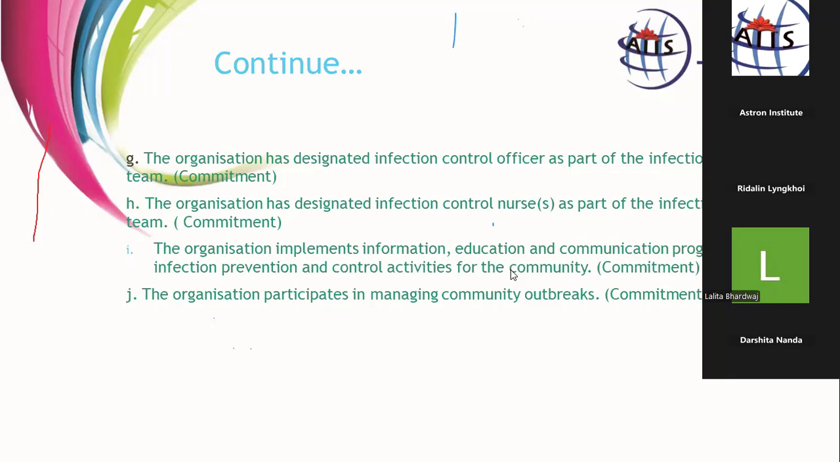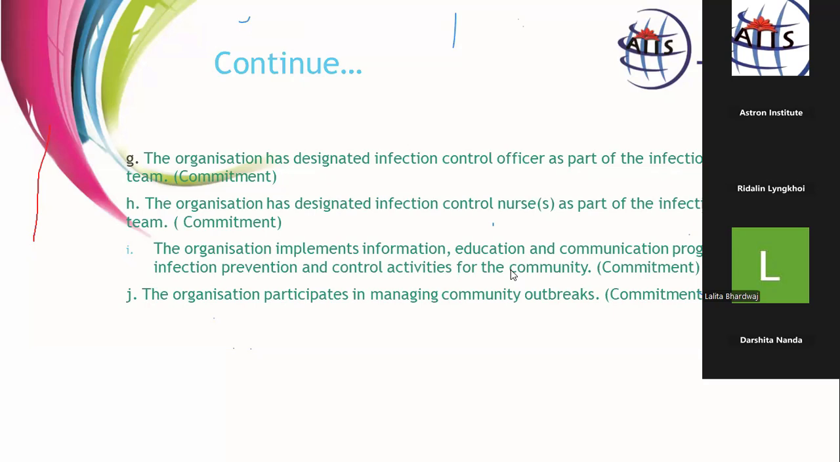H is the organization has designated an infection control nurse as part of the infection control team. This is also a commitment. For this, the organization has a certified infection control nurse for the day-to-day activities. So if your organization is big, like more than 250 bedded, your infection control nurse is linked with another nurse also.